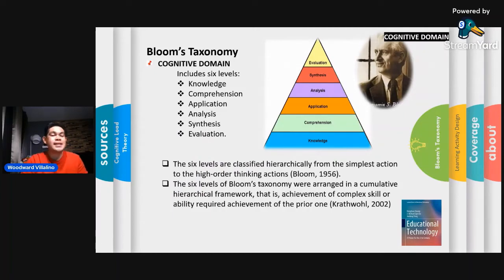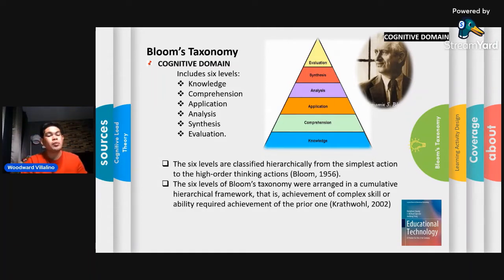Okay, so now let's first talk about the cognitive domain. It includes 6 levels. We have knowledge, comprehension, application, analysis, synthesis, and evaluation. As we can see here in the pyramid, it has a hierarchy that we must consider, starting from knowledge, going to evaluation. This pyramid or model that I am showing you now is the old model according to Bloom. So the 6 levels are classified hierarchically from the simplest action to the high order thinking action.